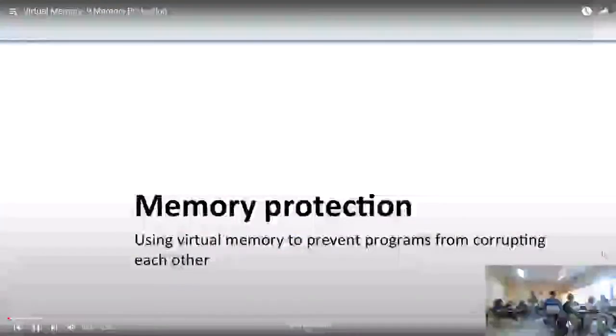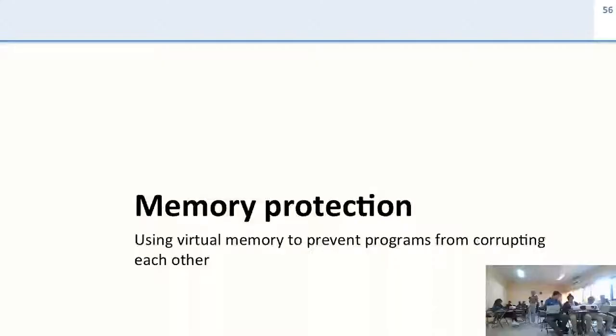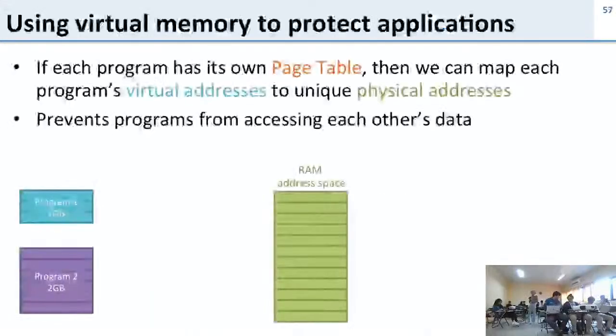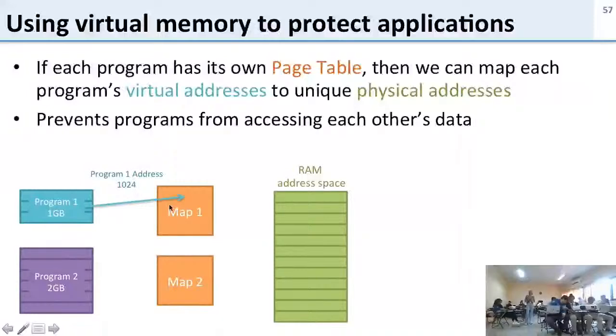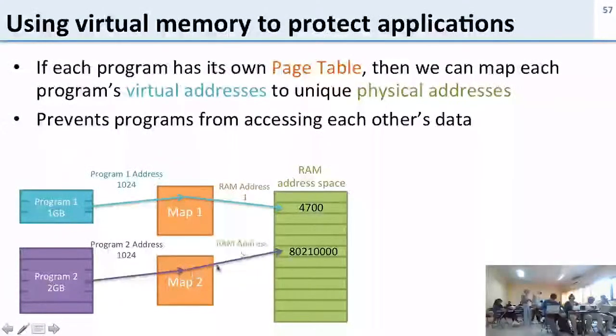So now let's talk about memory protection, or some of the details about how we use virtual memory to prevent programs corrupting each other. We saw this example before. If each program has its own page table, then we can match each program's virtual addresses to unique physical addresses, and it prevents them from accessing each other's data. Here program 1 has its own page table or map, program 2 has its own, and we saw how if program 1 tries to access virtual address 1024, its page table is going to send it somewhere else, maybe physical address 1 here. Program 2 also tries to access virtual address 1024, but its page table sends it to physical address 5, and these two things don't overlap.